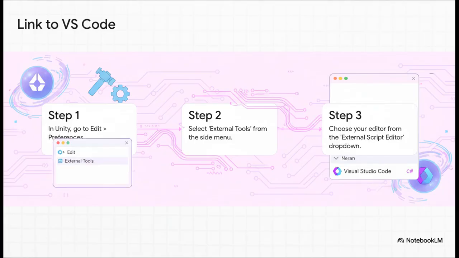Hop into your Unity project, go up to the top menu bar and click on Edit, then find Preferences in that dropdown. A new window should pop up. On the left side of that window, you'll see a list. Find External Tools and click on it. The very first option you see should be External Script Editor. Just click that dropdown and pick Visual Studio Code from the list. And that's it. You've officially told Unity, hey, this is my code editor of choice.